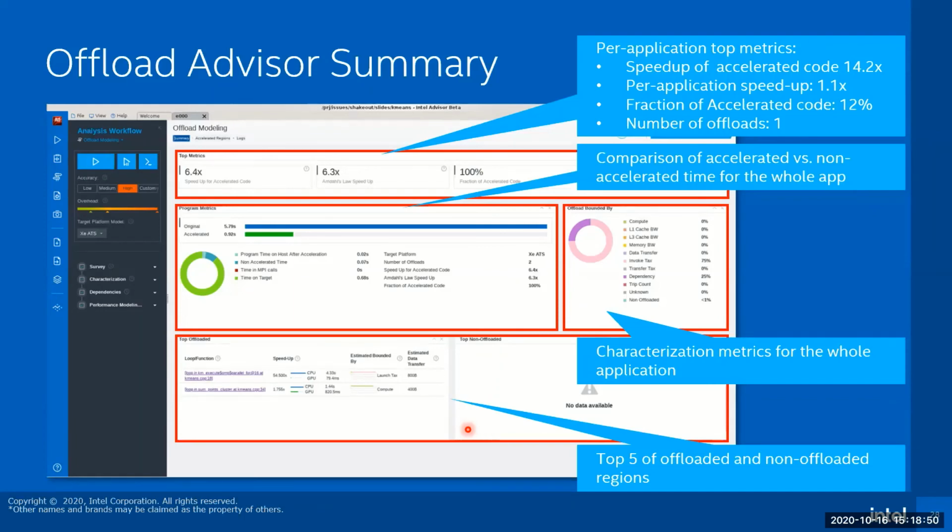Just for increasing usability, you can focus on the top 5 regions, compared whether they are offloaded or not offloaded. So it's a very quick and nice tool to explore your application in order to decide, okay, here's the region I probably want to accelerate because the tool says I'll get that amount of projected performance improvement.